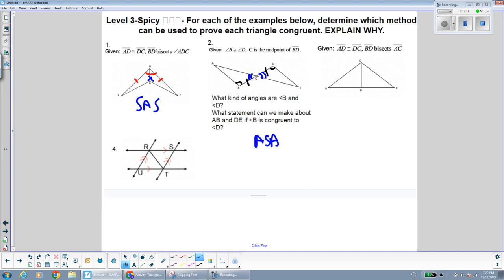And finally, AD congruent to DC. BD is bisecting line segment AC, so line segment AC is being cut into two equal parts. And then we have the shared side, which is congruent to itself by reflexive property. So these two triangles are congruent by SSS.